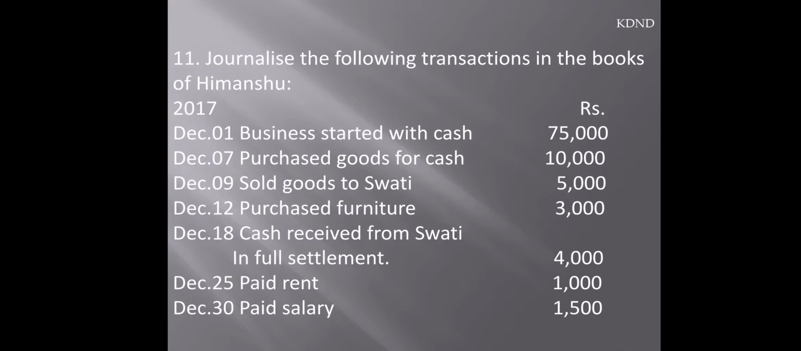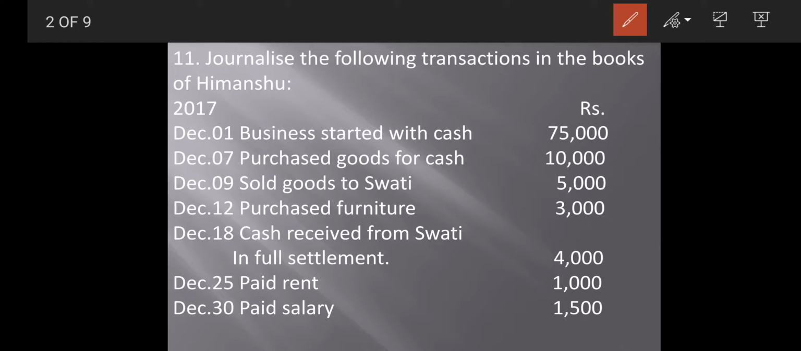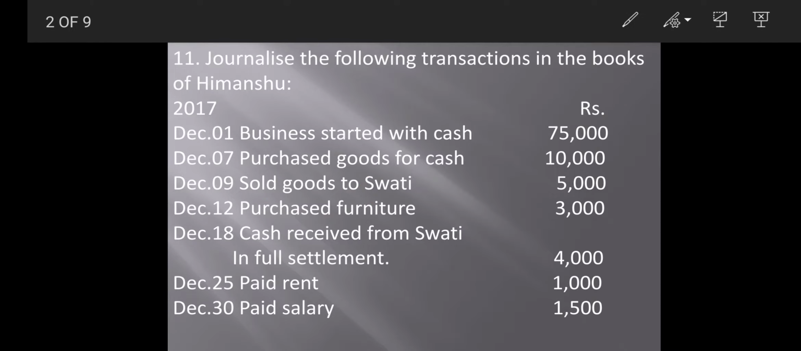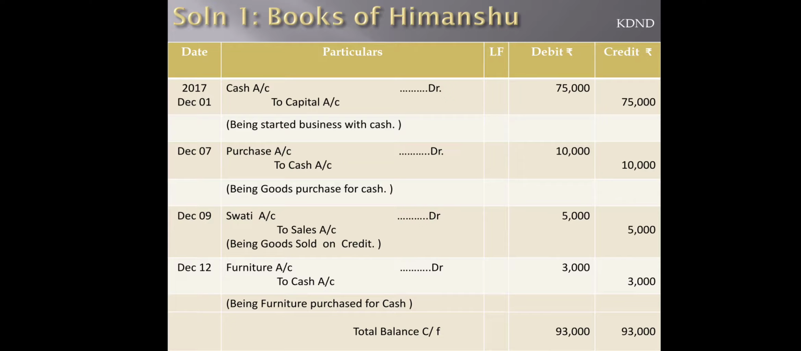Sold goods to Swati. What activity is done on December 09? Here goods are sold on credit. So Swati is our debtor, and we are doing a sales activity. So Swati account debit, because the debtors increase as your asset increases. So your journal entry will be Swati account debit to sales account, because goods are your income source, being goods sold on credit.